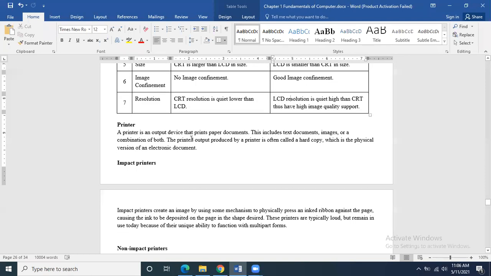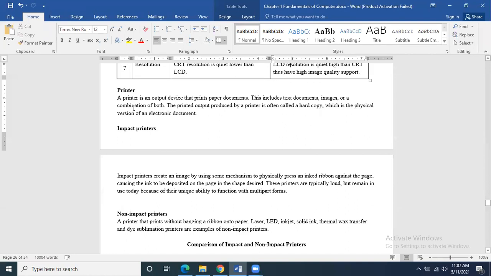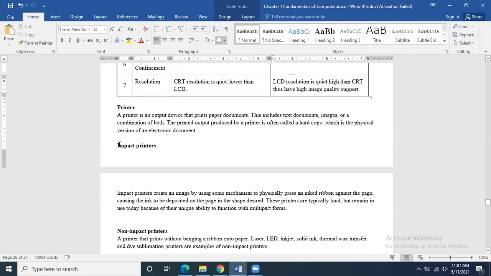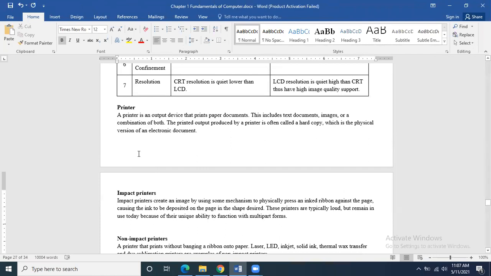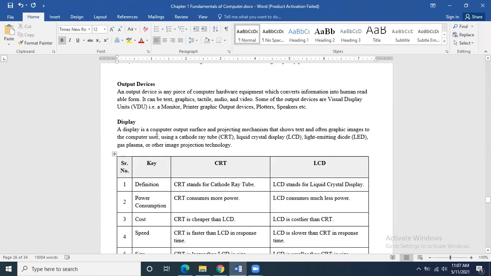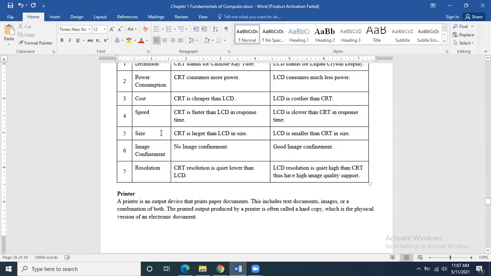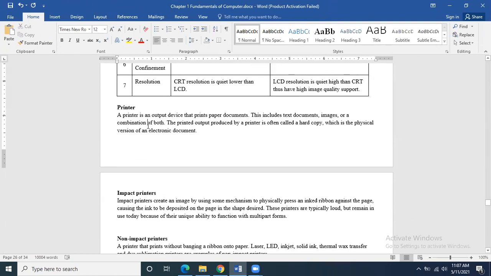Now come towards the next output device, which is the printer. You know that the printer is the output device which gives you the hard copy output. The visual display unit is the device which gives you the soft copy output. The printer gives you hard copy output. A printer is an output device which prints on paper. Normally it prints on paper, and card sheets can also be used to take printouts. And of course, the thing that you are watching on the screen will be printed.